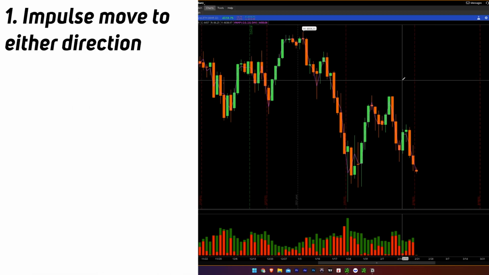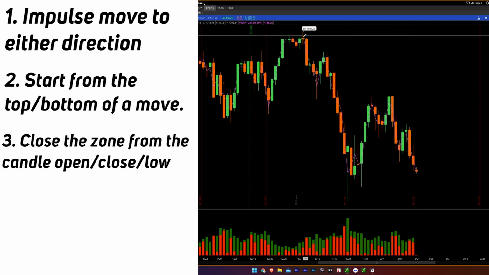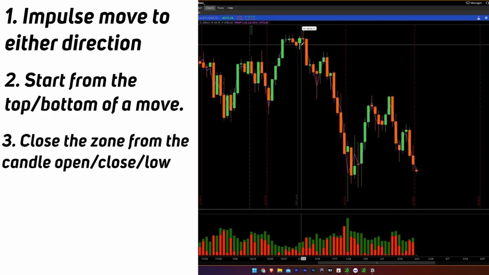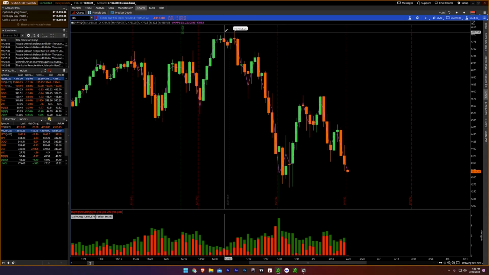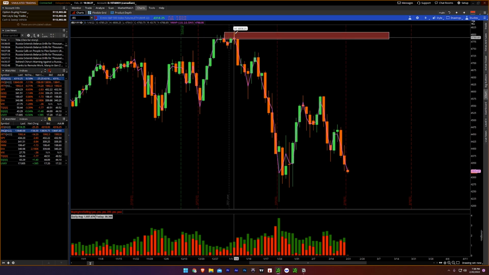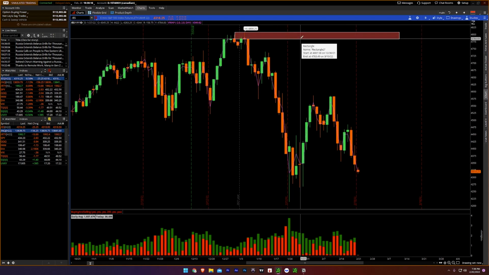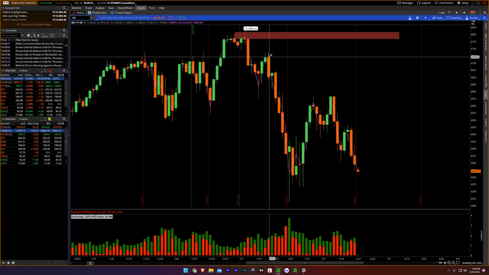Now, I start my zones from the very top or the very bottom of a move to the candle open, close, or even the candle low, depending on how the candle is formed. On this candle, I would personally draw it to the candle close. So we can draw one right here all the way to the candle close. This would be a supply zone for me on the daily time frame. Now, this is just one zone on the daily time frame. I like to find as many zones as I can on each single time frame, right?